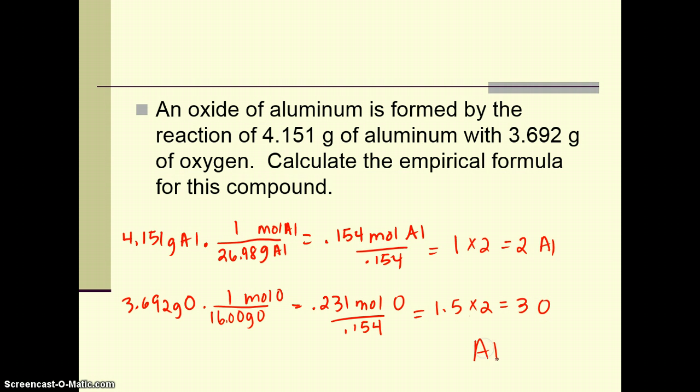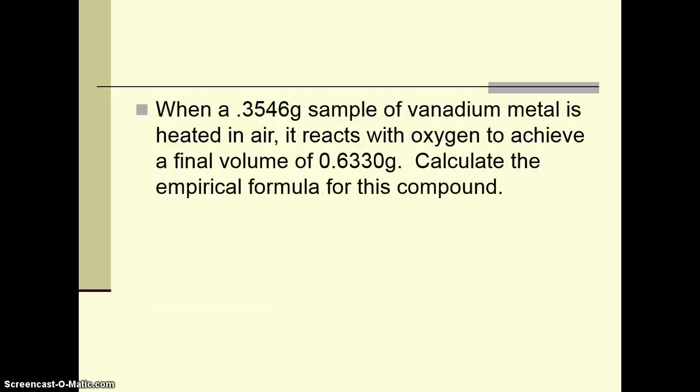Which means my formula is Al2O3. This makes sense in what we've learned with formula writing. Al is a +3 charge, O is a -2 charge.